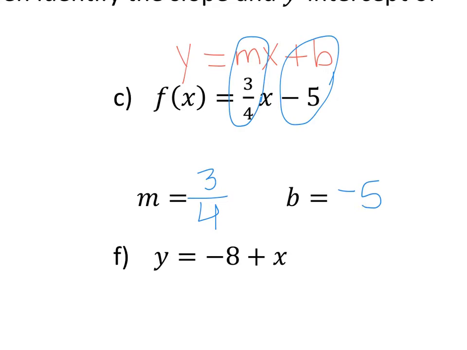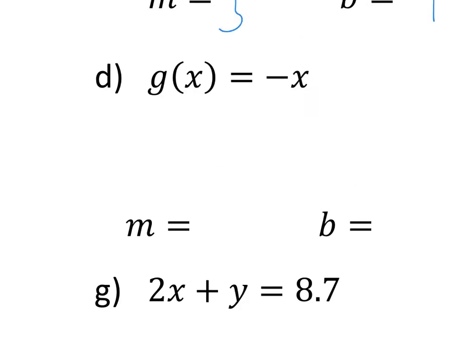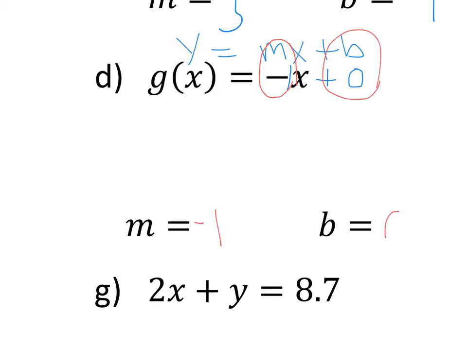Let's take a look at D. G of x equals -x. So y equals mx plus b. We do have function notation again. G of x represents the y. And m, this time we have a couple things happening. Our slope has a -1 in front of it. So -1x. And if you look, there's no constant. So really we could say this is plus 0 because there's nothing there. Our slope is -1. Our y-intercept is 0.